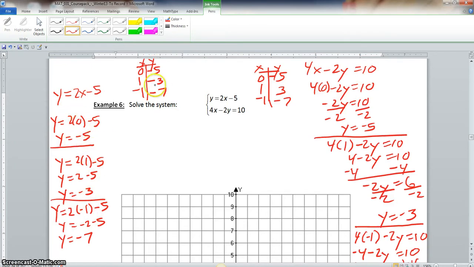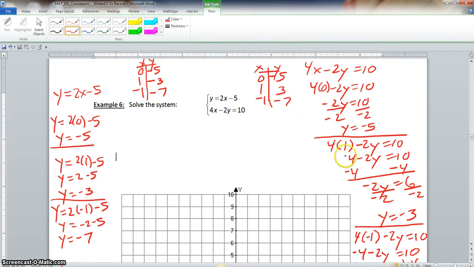When x is 0, it gave us negative 5 for y. When x was 1, it gave us a negative 3 for y. And when x was negative 1, it gave us a negative 7. Now we go here. When x was 0, y was negative 5. When x was 1, y was 3.